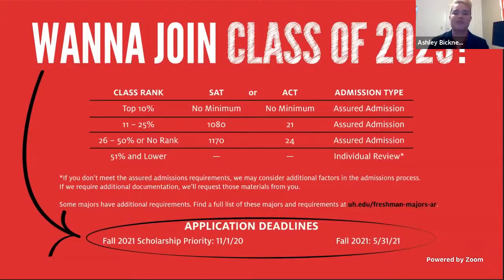Now, if you're in that lower 50%, you're going to go into an individual review. We definitely recommend having the highest test score possible, though, to remain competitive. So that's something you can really keep in mind.